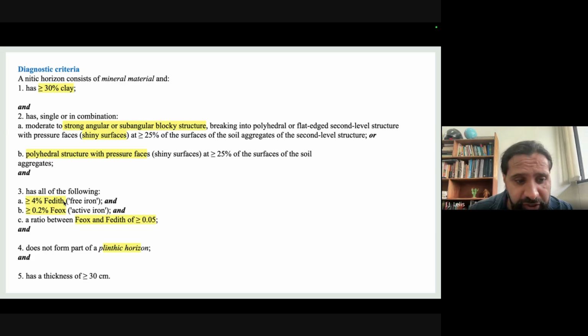And the last criterion is to identify the minimum thickness. The minimum thickness of the nitic horizon is 30 centimeters. This thickness is as high as in the ferralic horizons. It's one of the highest or largest thicknesses that we have in WRB. Okay.